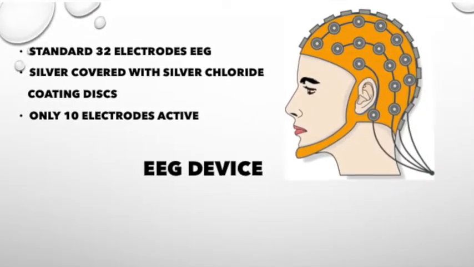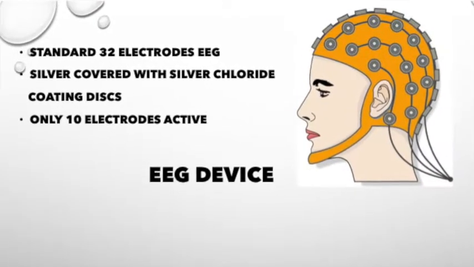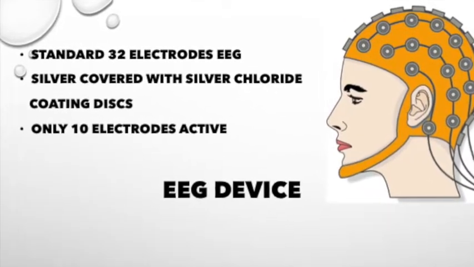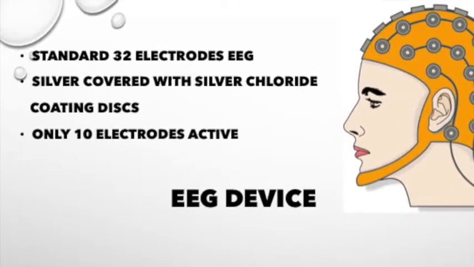For our patients, we use a standard 32-electrode EEG device. The small discs attached are made from silver covered with a silver chloride coating and connected via copper wire. Not all 32 electrodes will be wired. Our device only requires 10 electrodes to be active.